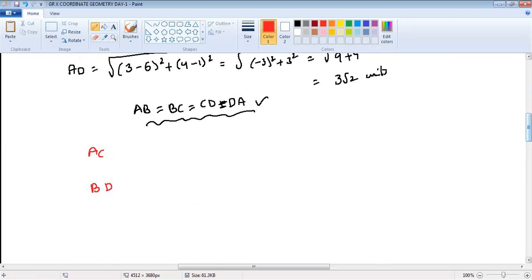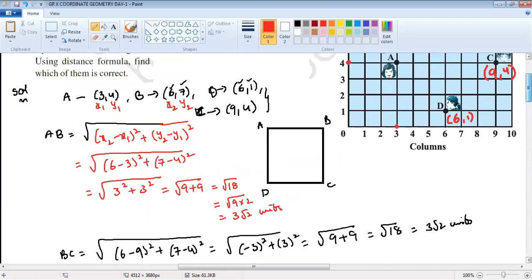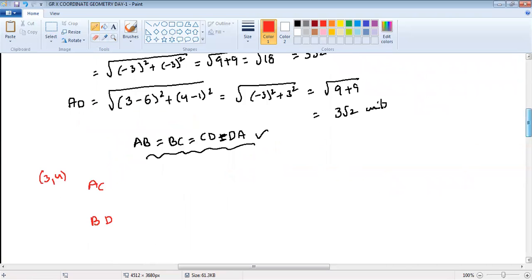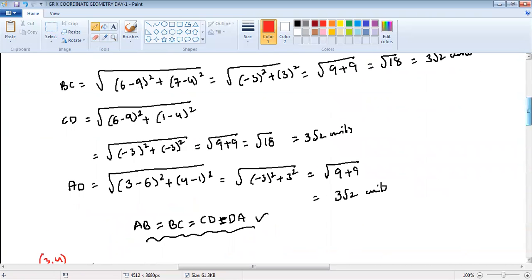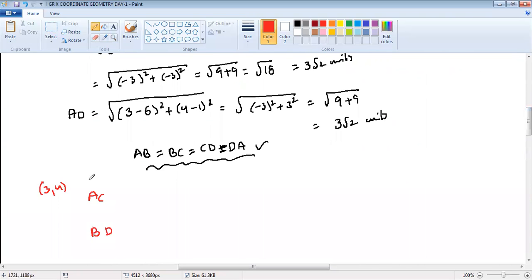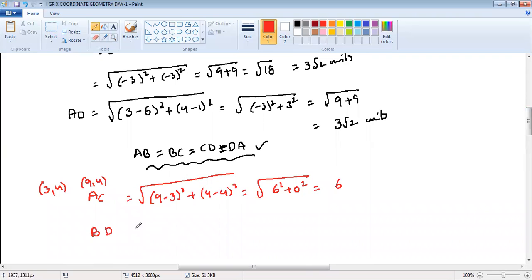So now let us take the points. The point A, 3, 4. And the point C is 9, 4. Are you understanding? 3, 4 and 9, 4. Yes, sir. We are supposed to find the distance between them. So now 9 minus 3 whole square, then 4 minus 4 whole square. So which is 6 square plus 0 square. So 6 square plus 0 square is 6 units.